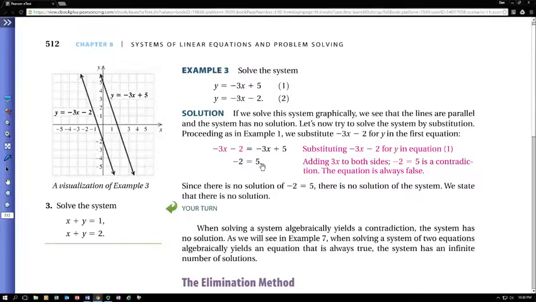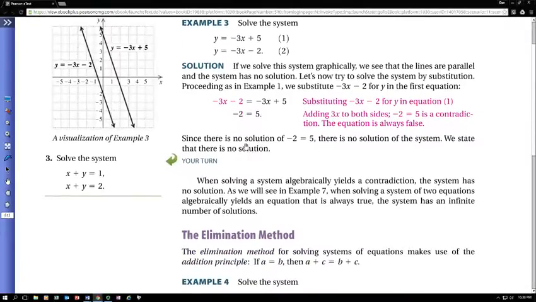No variables left, and this is not true. There's no way I can make this true, or pretend that it's true, or wonder if it'll be true ever, because there's no variable in there. Really, it's just saying -2 equals 5. This is not true. Well, when this occurs, if you miss this graphically, or the idea of it graphically, when I get into basically something that will never be true, that means there is no solution. In other words, these linear equations are parallel to each other.